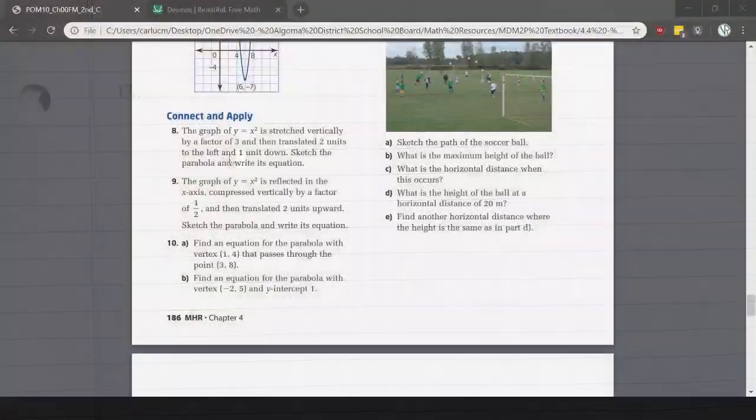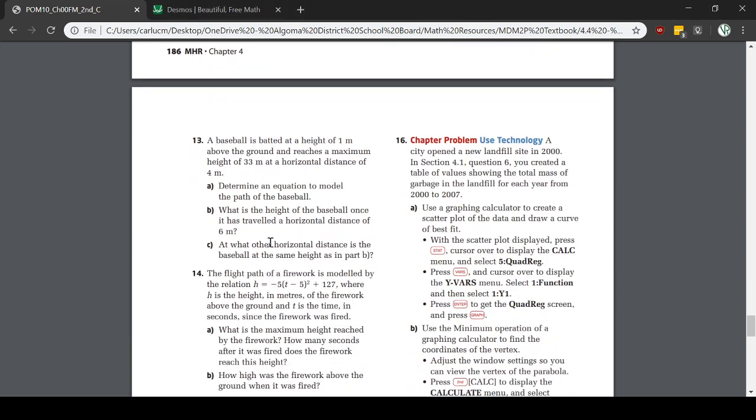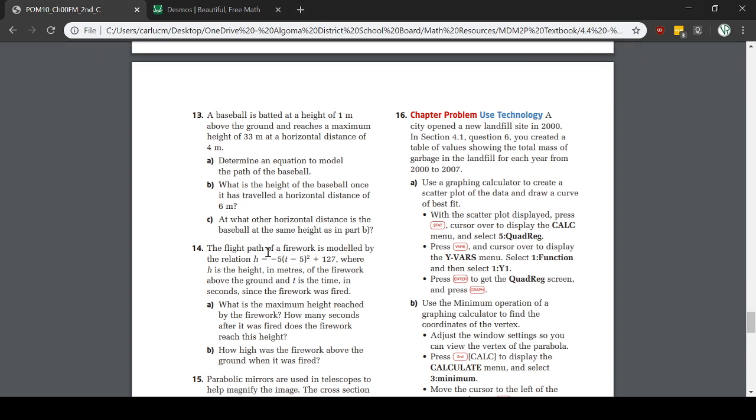So in the case of number 13, a baseball is batted at a height of 1 meter above the ground and reaches a maximum height of 33 meters at a horizontal distance of 4 meters. Determine an equation to model the path of the baseball. What is the height of the baseball once it's traveled the horizontal distance of 6 meters? And at what other horizontal distance is the baseball the same height as in part B?